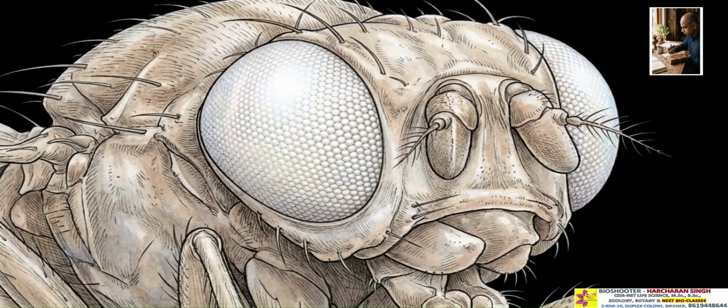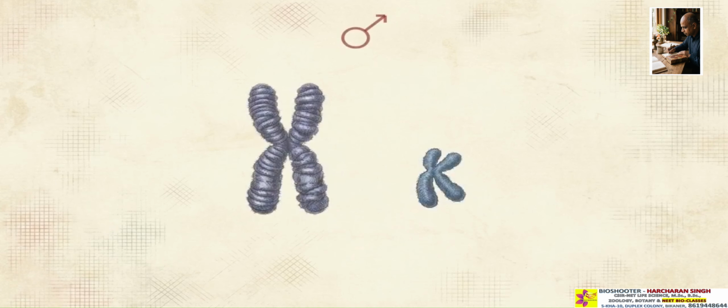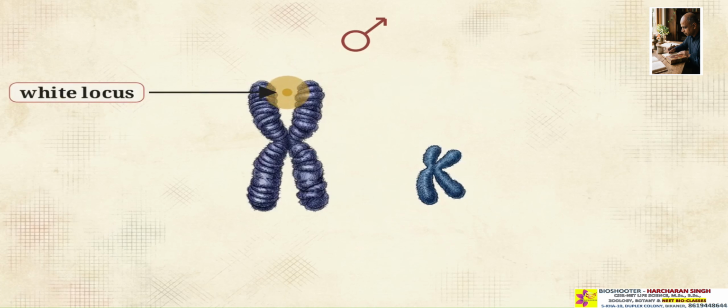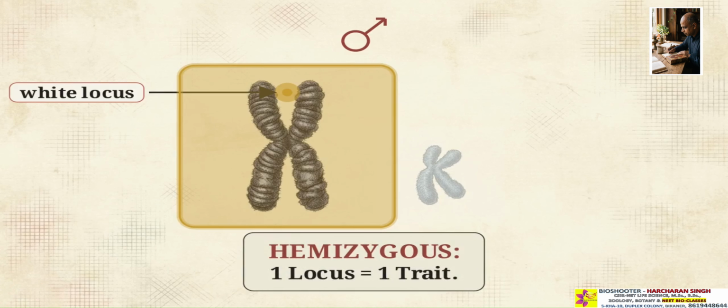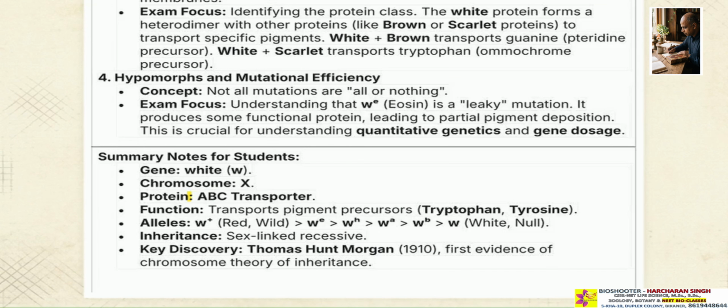In 1910, he isolated a mutant fruit fly displaying white eyes instead of the standard wild-type red. Morgan tracked this trait to the X chromosome, identifying a sex-linked inheritance pattern. Males are hemizygous for this locus, expressing whatever single allele occupies their single X chromosome. The white gene codes for an ABC transporter, moving tryptophan and tyrosine precursors, essential for synthesizing the fly's eye pigments.